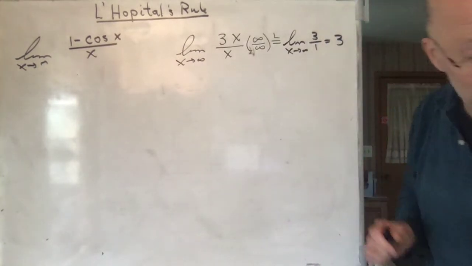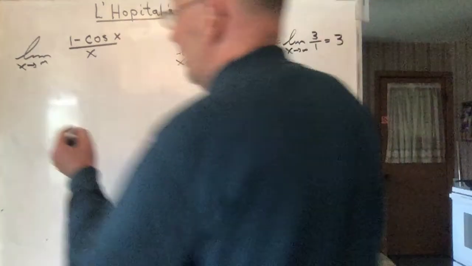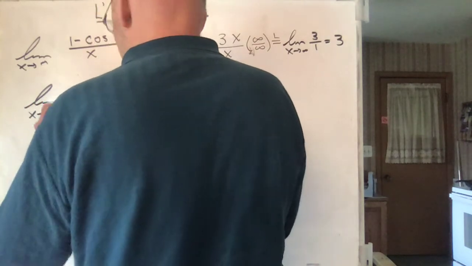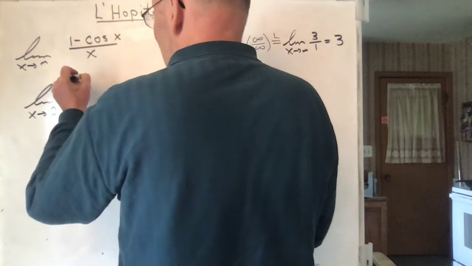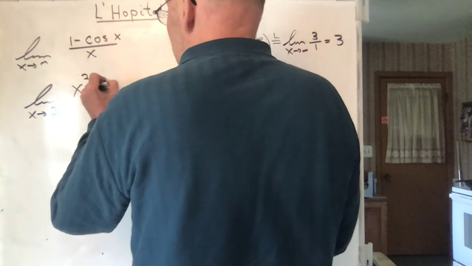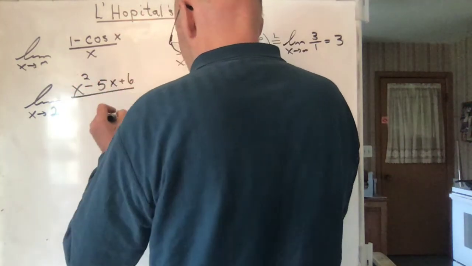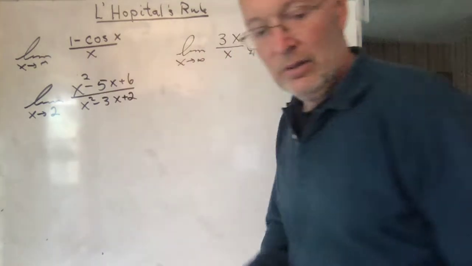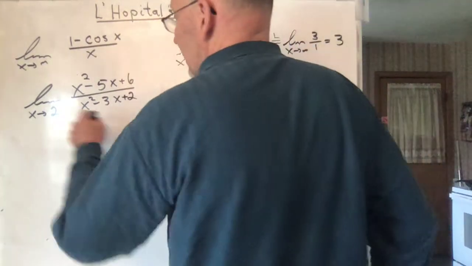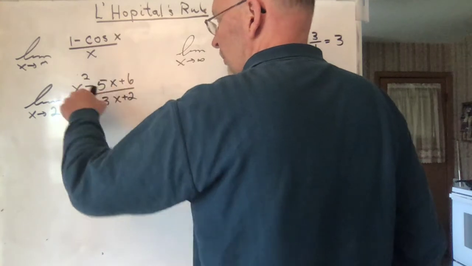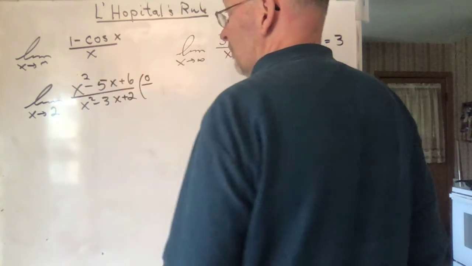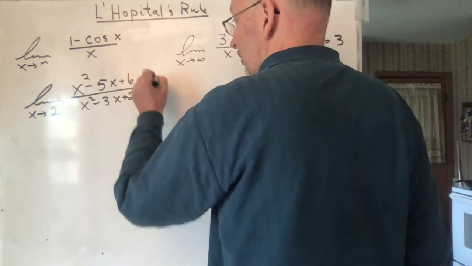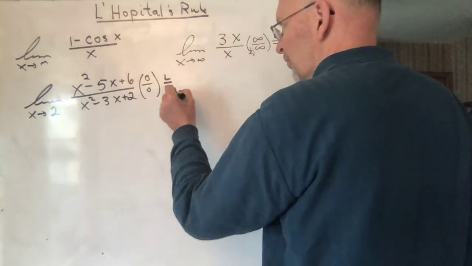And there's no reason why, similar to the problems yesterday, this has to be a 0 here. Notice, as x approaches 2, put in a 2 here. The top goes to 0: 4 minus 10 plus 6 is 0. The bottom goes to 0: 4 plus 2 is 6, minus 6 is 0. So we can use L'Hopital's rule.